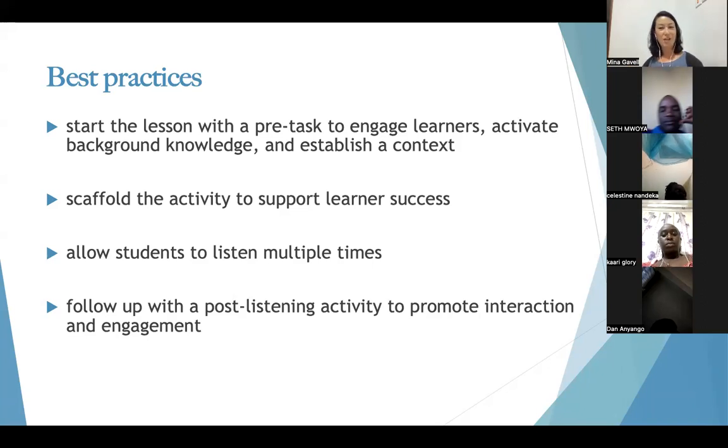We scaffold learning in general. If they can understand the alphabet, then they can begin to understand words. If they can begin to understand words, they can begin to understand sentences. If they can begin to understand sentences, they can begin to understand discourse. So that kind of step-up process.